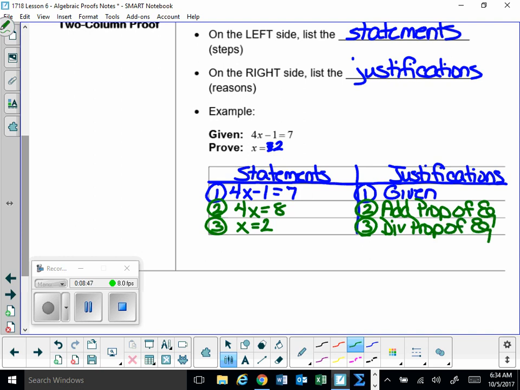Notice every row is numbered. 1, 2, 3 under statements, 1, 2, 3 under justifications. When you do a proof, your rows should come out even. So if you ever have to use 2 lines for something, you should skip a line on the other side of the proof so that you stay nice and even.